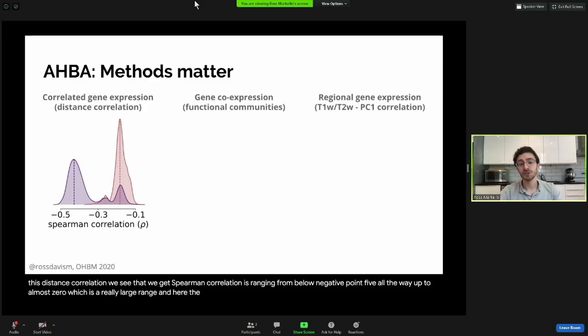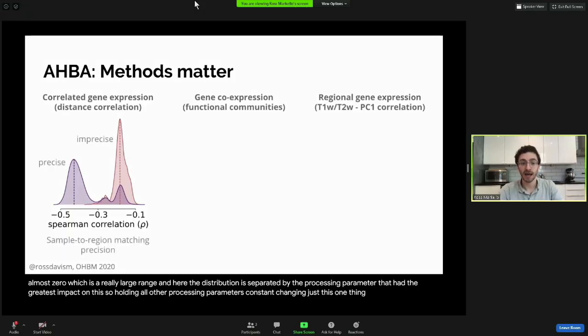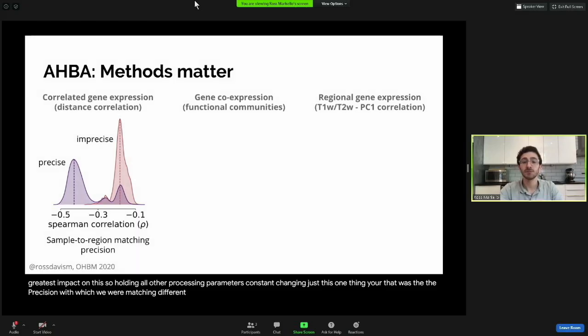And here the distribution is separated by the processing parameter that had the greatest impact on this. So holding all other processing parameters constant, changing just this one thing tended to have a really significant impact. And here, that was the precision with which we were matching different tissue samples to brain regions. The more precise we were, the lower the correlation was, which is actually what we would expect.